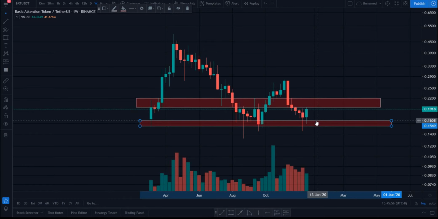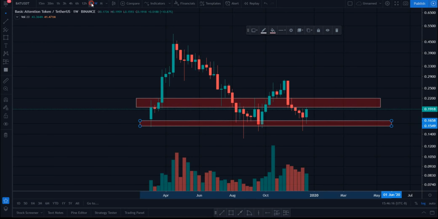So now that we've talked about the major zones, we've got the major supply zone that we're really going to be looking at, and then also the demand zone where we're probably going to be taking profits if we do actually get the price to start coming back down. Now we can move on from the weekly chart to see what we're able to identify.